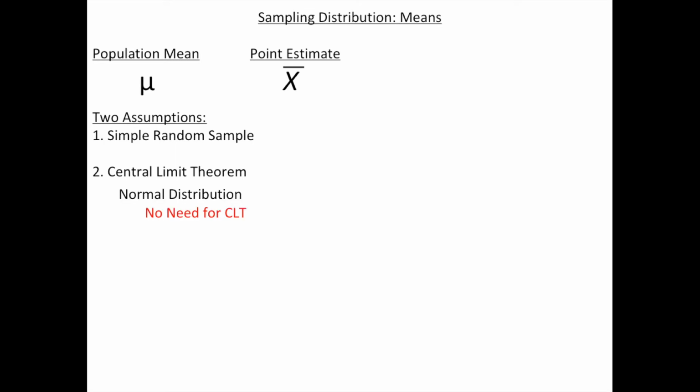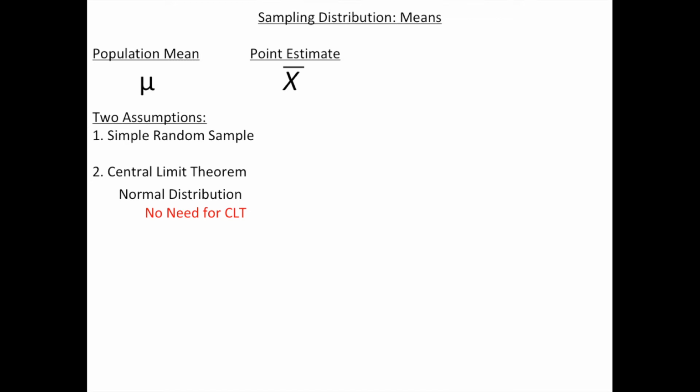So first of all, there are two assumptions that you need to follow and check for anytime you're doing inference. And first, you always need to check that you have a simple random sample. Then you need to check the central limit theorem, and previously we did this for proportions, but this theorem changes when you're discussing means. And so in the problem, if it tells you that the data is normally distributed, then there's no need for the central limit theorem.